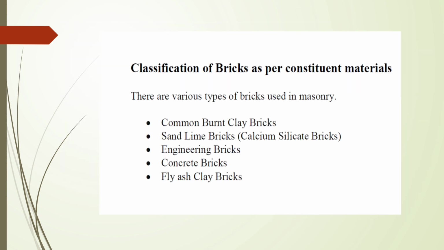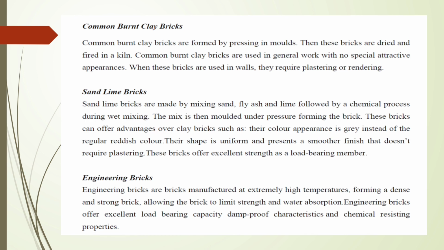Classification of bricks as per constituent materials. There are various types of bricks used in masonry. Common burnt clay bricks. Common burnt clay bricks are formed by pressing in molds. Then these bricks are dried and fired in a kiln. Common burnt clay bricks are used in general work with no special attractive appearance. When these bricks are used in wall, they require plastering or rendering.